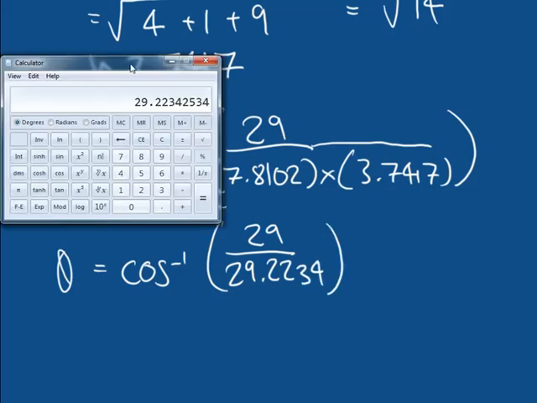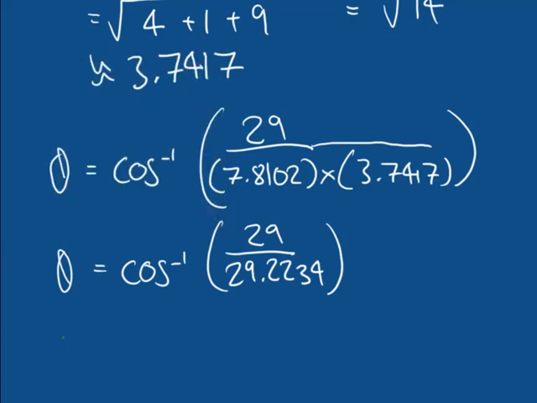So we're taking 29 and dividing that by 29.2234, which is equal to 0.9923 and then a load of numbers. And we want to take the inverse cosine of that. So inverse cosine, we are in degrees, so our value is 7.089 degrees. We could say 7.1 degrees. So our angle theta is approximately equal to 7.1 degrees.